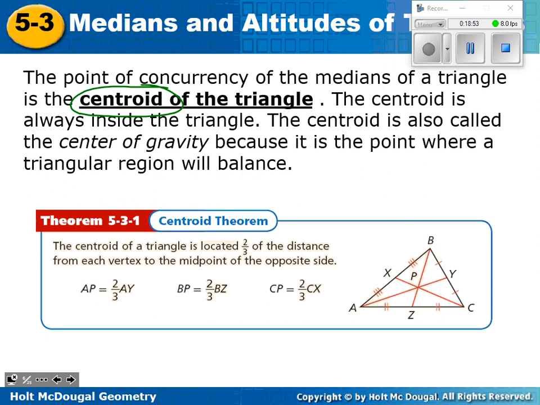And again, what's the name of that point? Centroid. The more you say it, the more you write it, the more you're going to memorize it. Where is the centroid if it's a right triangle? Inside.